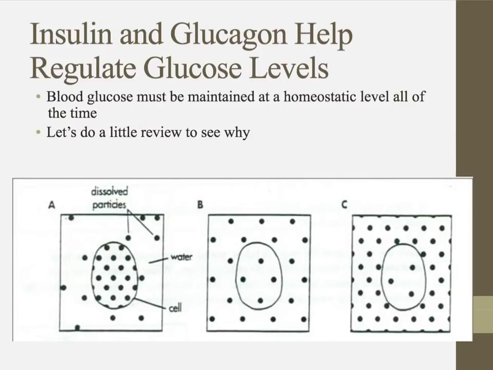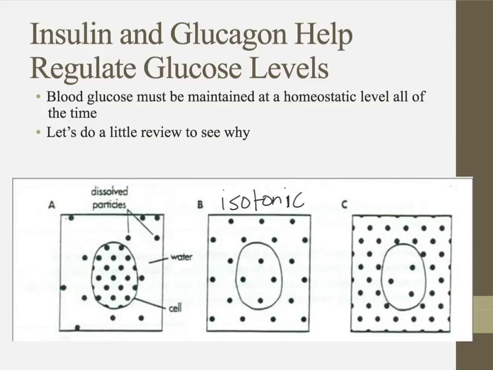Blood glucose levels have to remain at homeostatic levels. Let's take a look at why. If these black dots represent glucose and this circle represents a cell, this cell is in an isotonic solution, meaning no water is going to move into or out of the cell. This is really important if you're talking about a red blood cell floating in blood plasma. We need those solutes to be the same concentration on the inside and the outside so that no water rushes in or out of the cell.